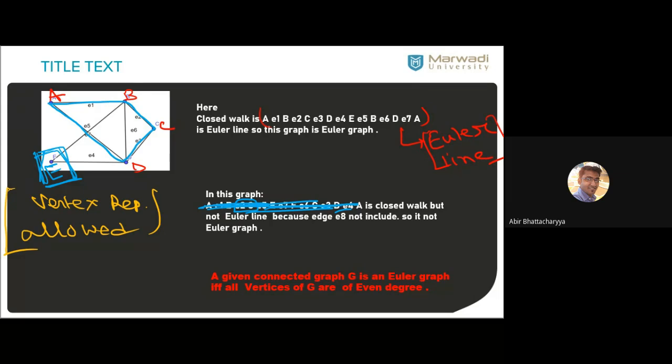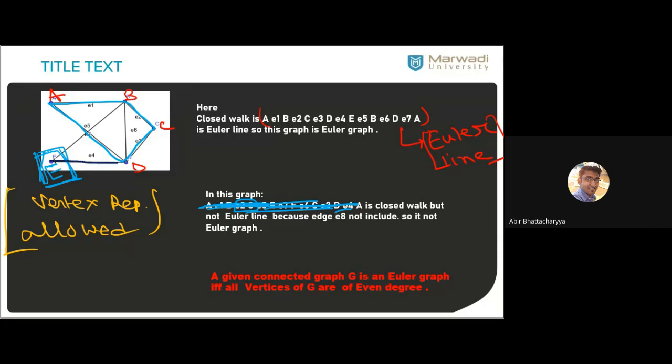So in a given connected graph G, for an Euler graph, all edges must be there. Here, what are the edges that are not included? In this closed walk, what are the edges that are not included?